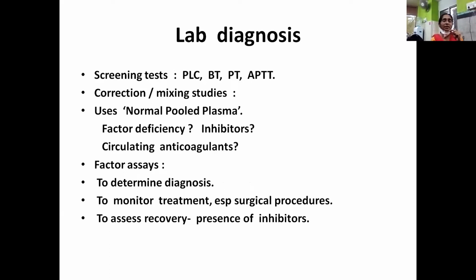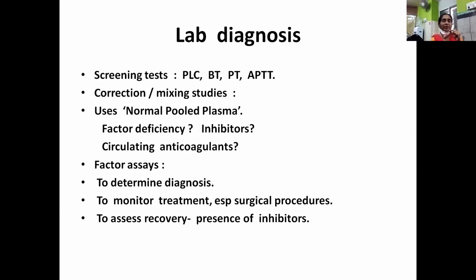The basic screening tests for coagulation studies are as follows. Whenever a patient presents with bleeding or a coagulation abnormality, we have to order 4 basic tests: platelet count, bleeding time, prothrombin time, and APTT. If any one of these is prolonged or abnormal, you can proceed with the algorithm for that abnormality.